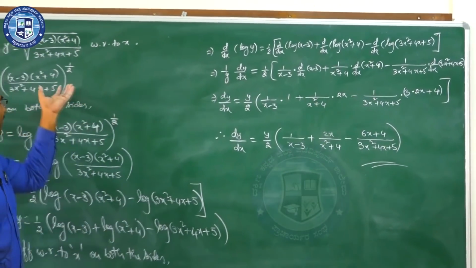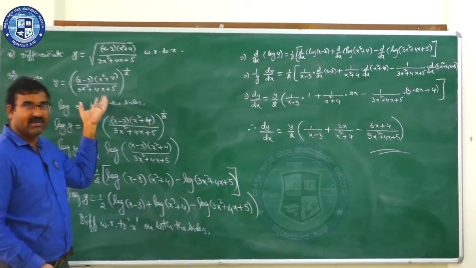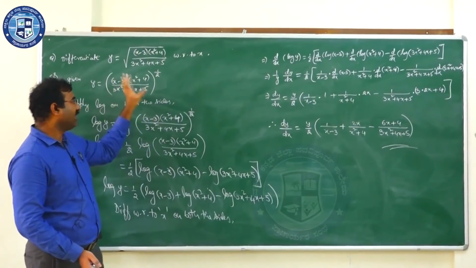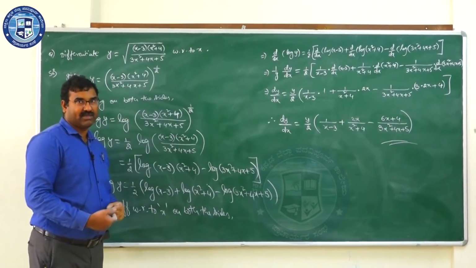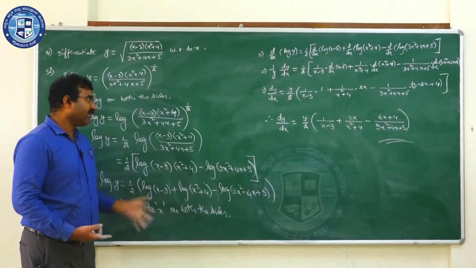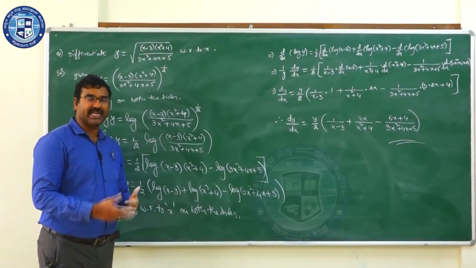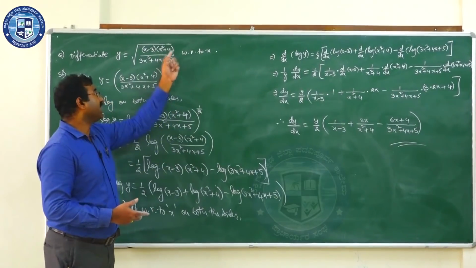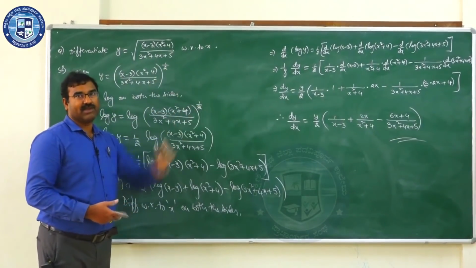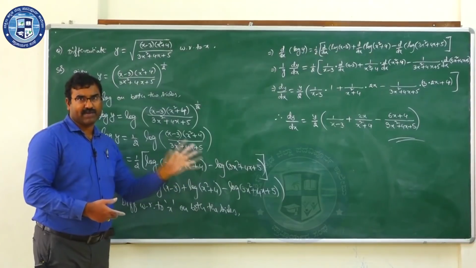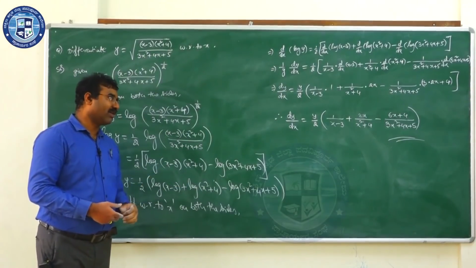Okay, if you want to apply it straight away, we can do it, but it is going to be difficult. By applying logarithm, it becomes very easy. When many factors, products, ratios and an exponent are present like this, then you apply logarithm so that the problem becomes simpler and you can solve it.